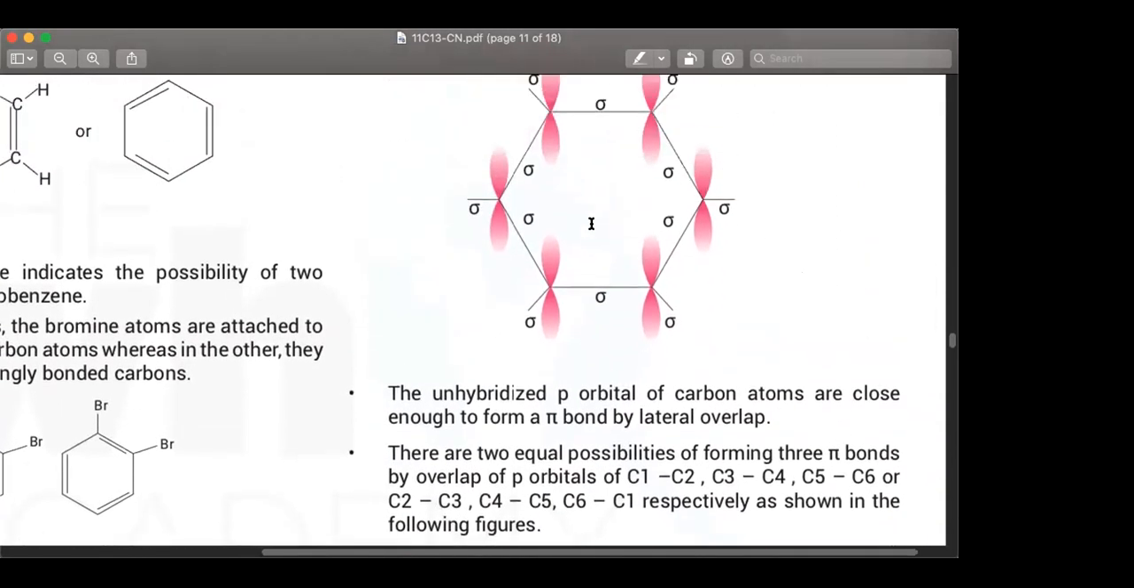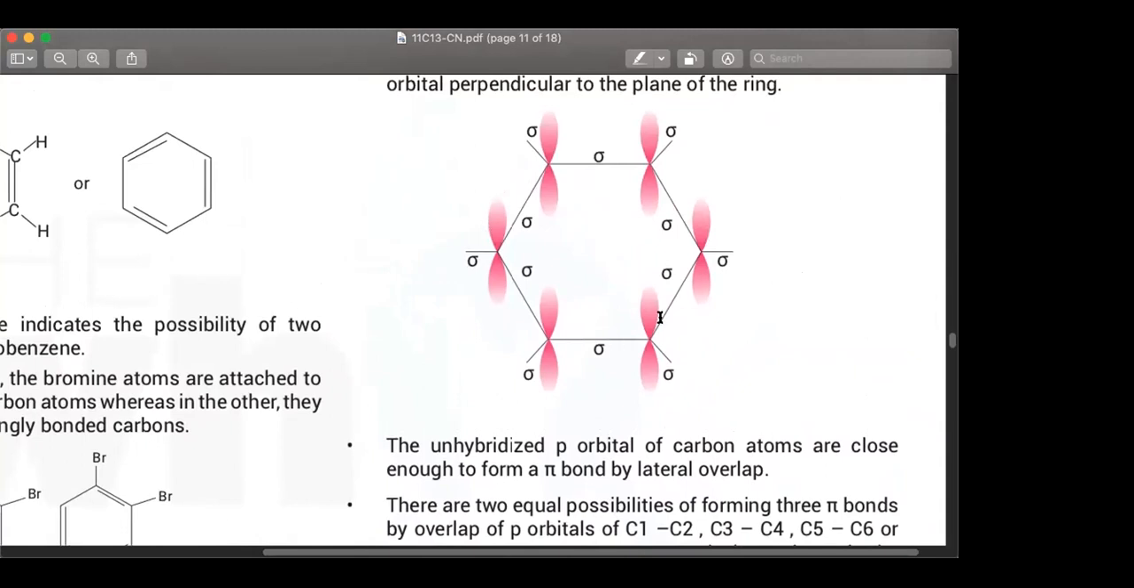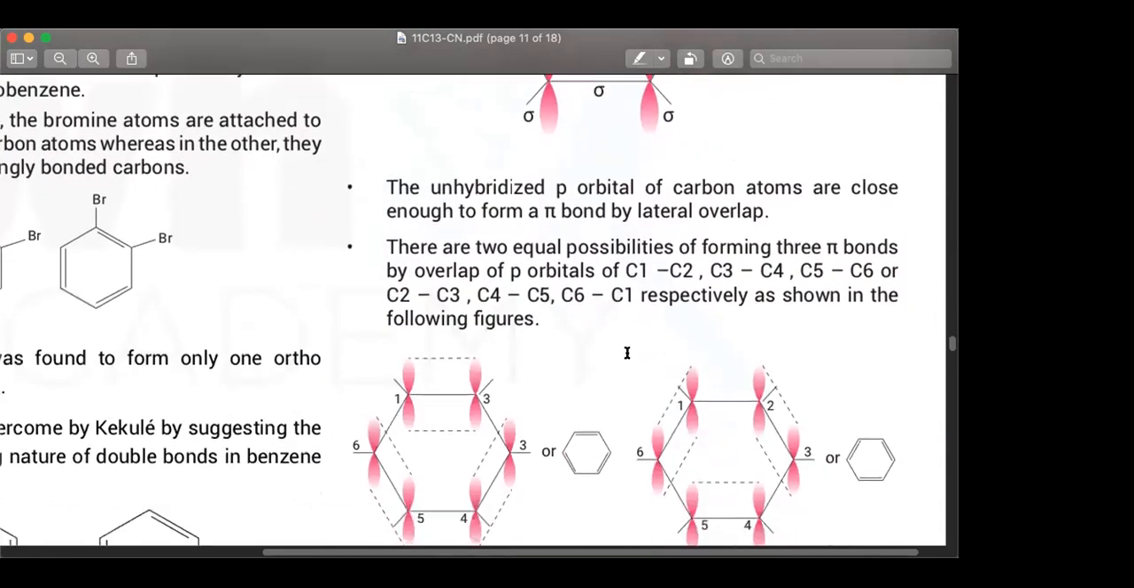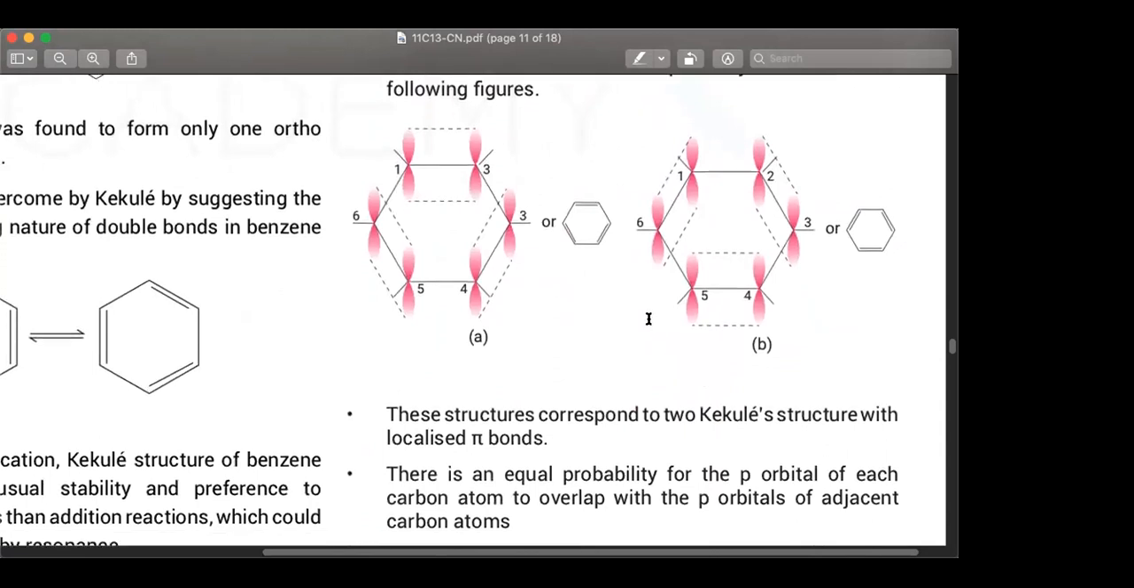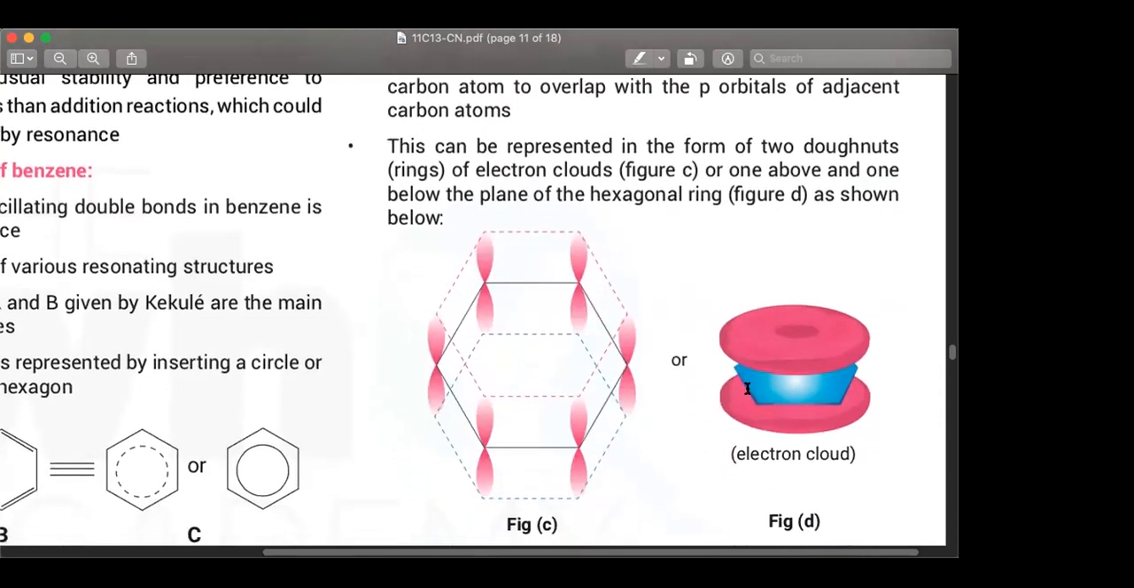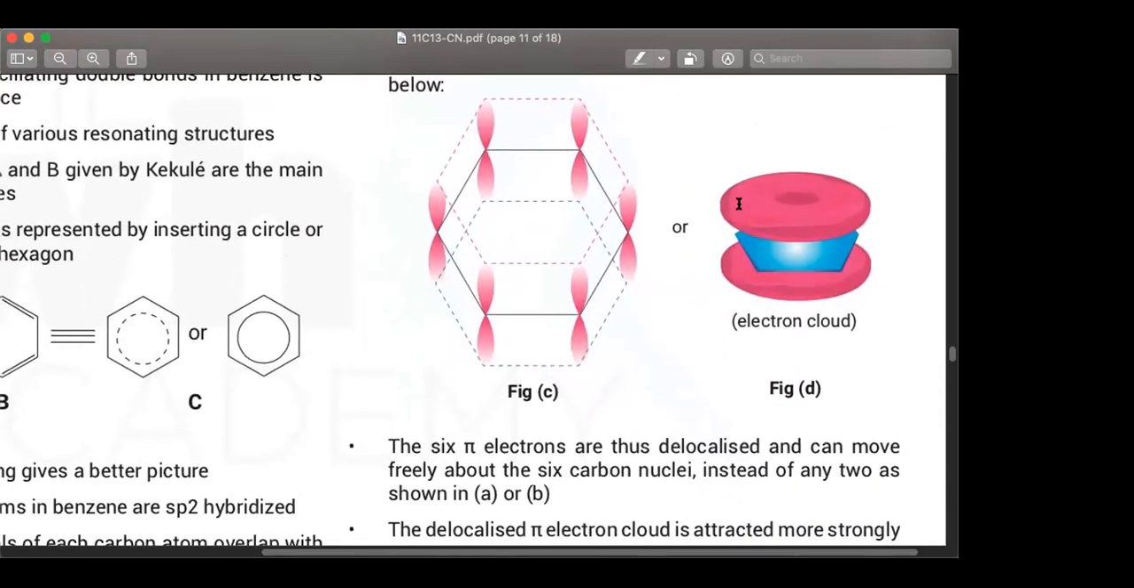Okay, so this is describing the overlaps and bonding in benzene. You've got your sigma overlaps, and above that you've got the pi bond overlaps. Oh, there you go. So this is what the electron cloud looks like. You've got a stuffed donut with CH filling in the middle.